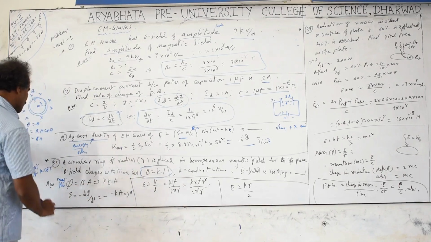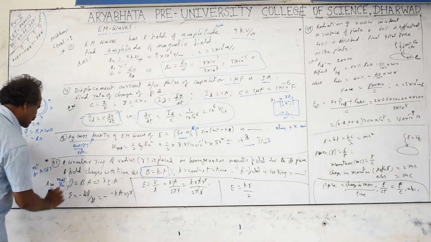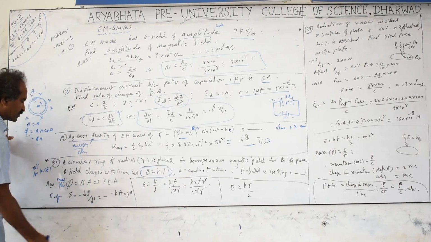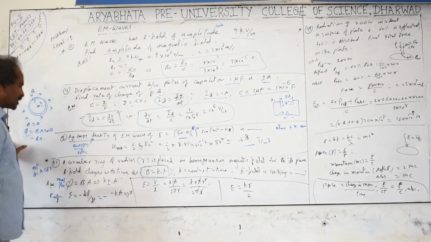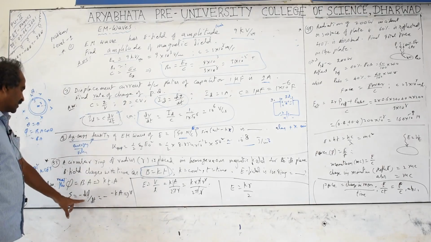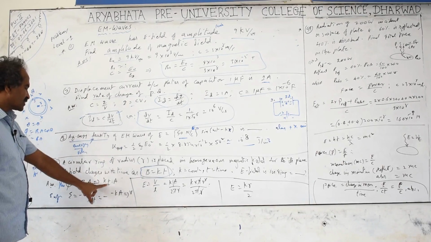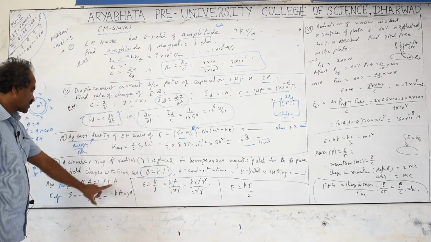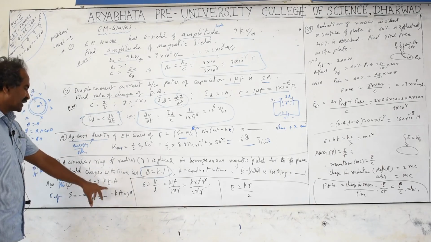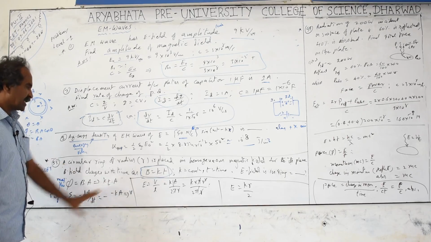What about the EMF induced? There is EMF induced in the loop, or the total voltage induced in the loop, from Faraday's law of electromagnetic induction: E equals minus d phi by dt. Differentiation of this term you have taken up. K is constant, area of the loop is constant, A equals pi r square, constant only, t is variable. Differentiation of Kt is nothing but equal to K, A remains. Minus KA, don't bother with the negative sign.